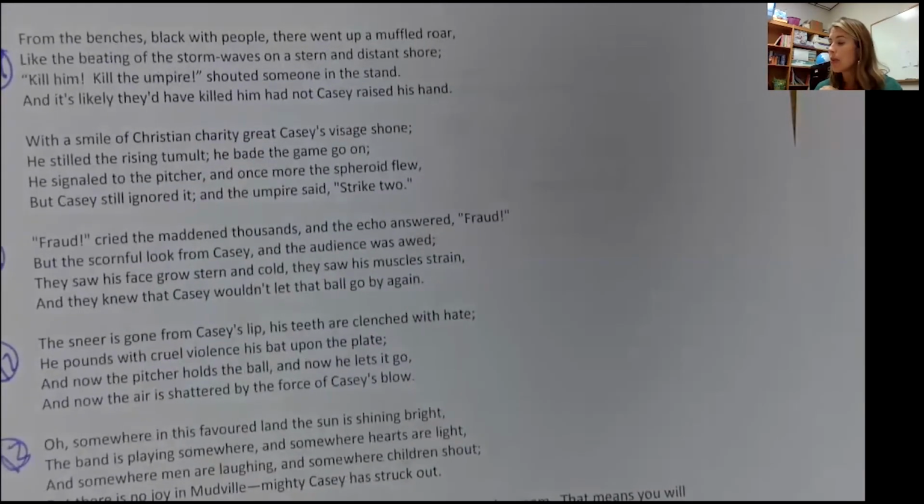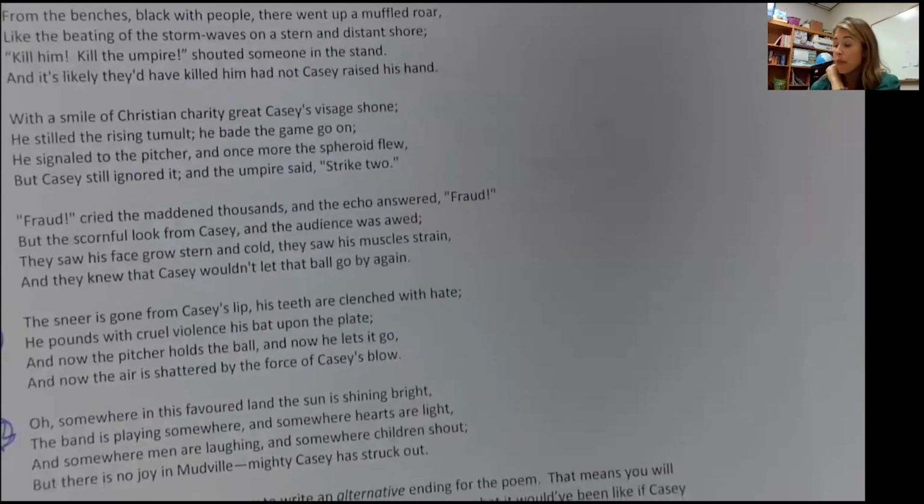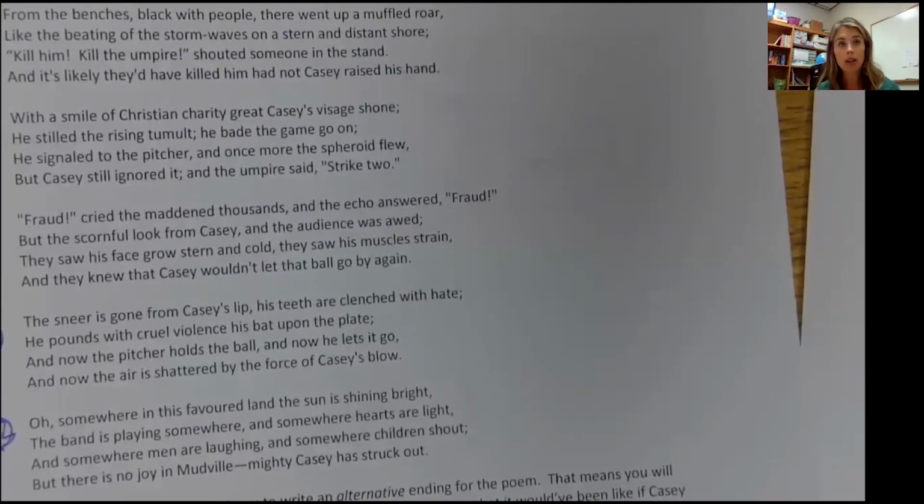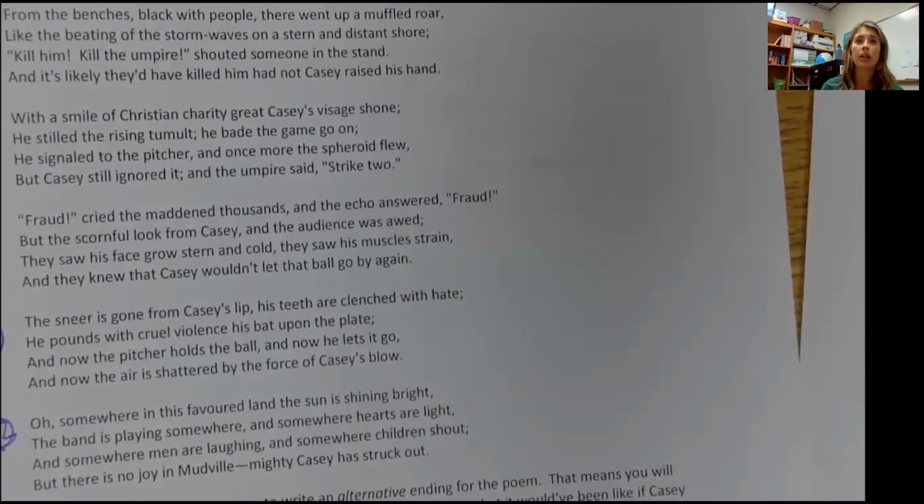From the benches, black with people, there went up a muffled roar, like the beating of the storm waves on a stern and distant shore. "Kill him, kill the umpire," shouted someone in the stand. And it's likely they would have killed him had Casey not raised his hand.